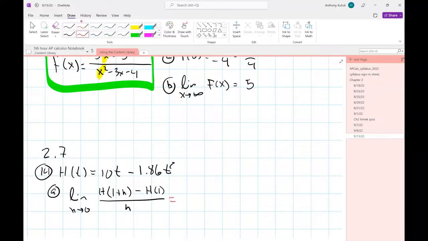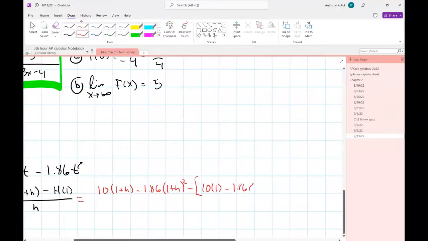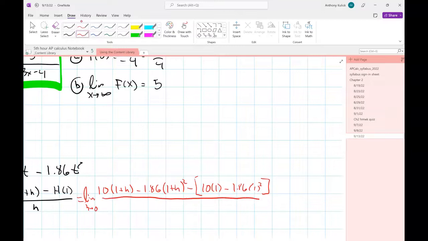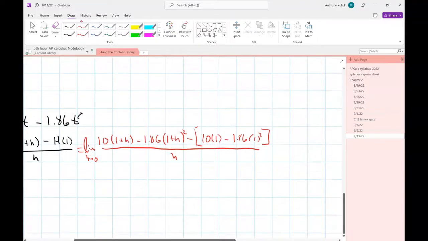So if I do this, I have 10 times 1 plus h minus 1.86 times 1 plus h squared, minus the quantity 10 times 1 minus 1.86 times 1 squared. Forgot my limit. I'll just squeeze it in there. Mackenzie, so far so good? Yes?